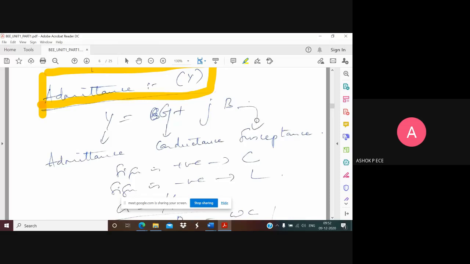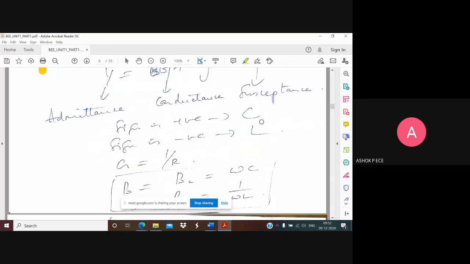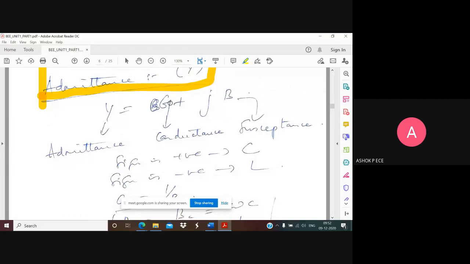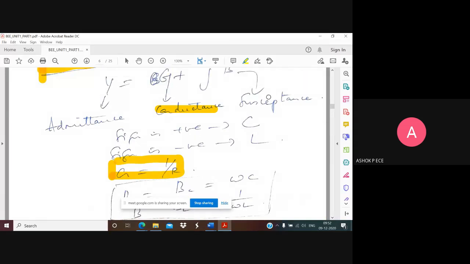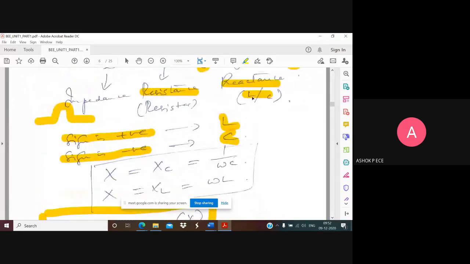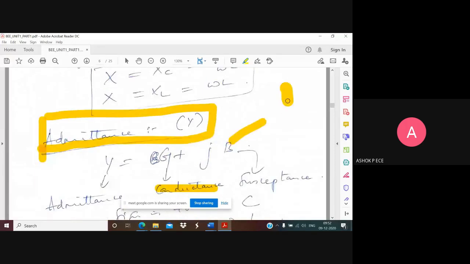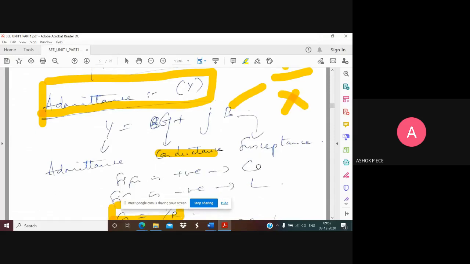So they are all related in an inverse way. G is conductance, and G is given by 1 by R. We have studied conductance just now. So resistance in series, we relate that with conductance in parallel. And susceptance is the inverse of reactance. So this B is going to be equal to 1 by X. B is the inverse of reactance.